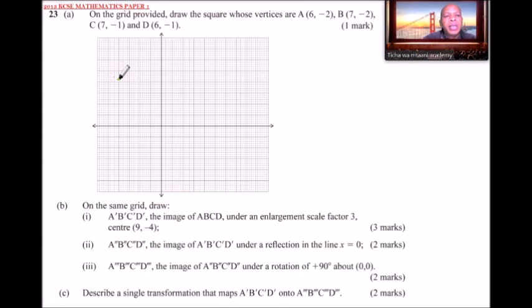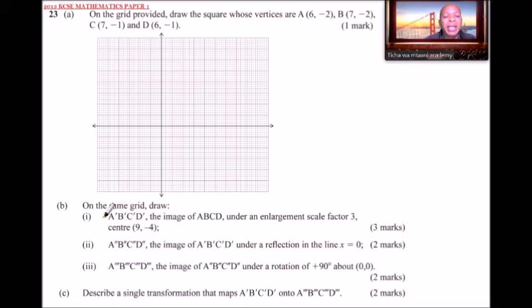Question number 23. A. On the grid provided, draw the square whose vertices are A (6, -2), B (7, -2), C (7, -1), and D (6, -1). So we have our grid here. You should be able to label your axis and plot the square given the vertices.